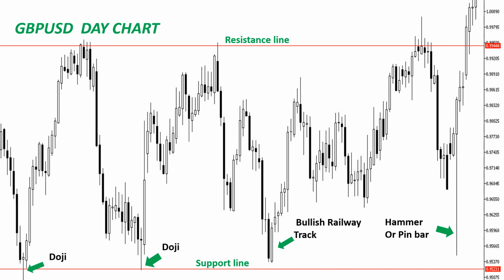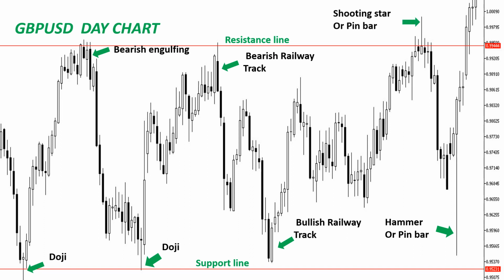Now let us check the resistance key level. You can see the collapse of the market price from the resistance level where a bearish engulfing pattern formed. Next is the reversal of the market price where the bearish railway track pattern appeared. Check out how a pin bar or shooting star collapsed the market.